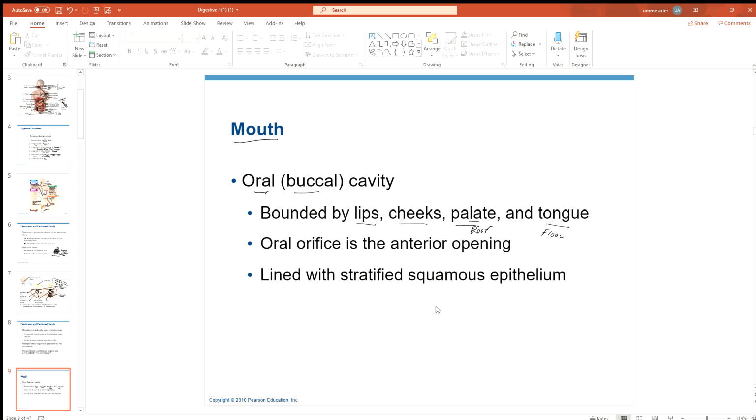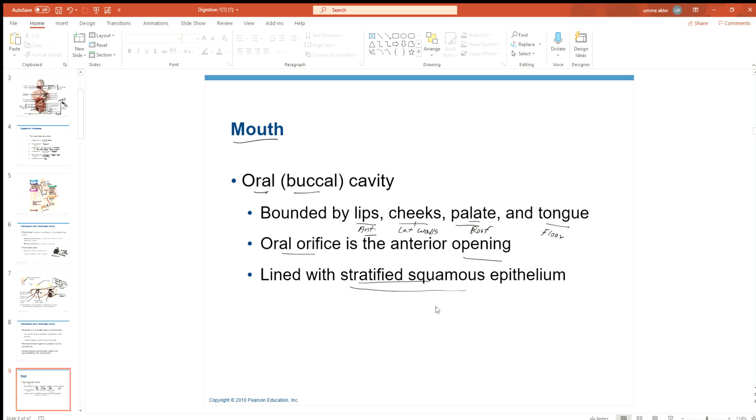Roof, lateral walls, two lateral walls formed by the cheeks, lips, anterior. So that is the boundary of the oral cavity or mouth. And oral orifice is the opening of the mouth through which you put the food inside the mouth. And inner lining is stratified squamous epithelium.